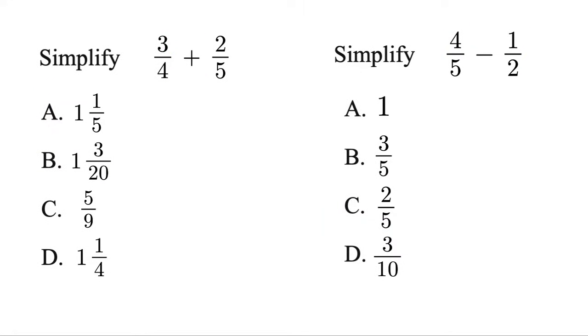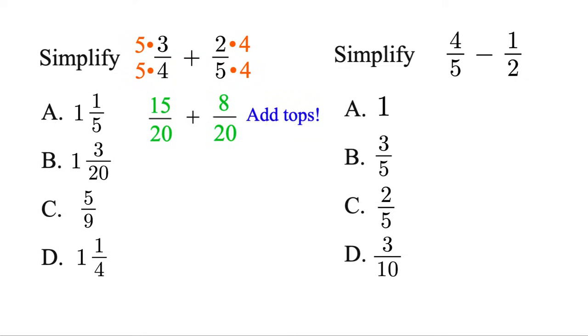Okay, the addition and subtraction, they do get a little bit more tricky. The way I like to do it is, when you're adding or subtracting, start with the bottom right number. That's what you're going to multiply top and bottom on the left side. Then the bottom left number, that's what you're going to multiply top and bottom on the right side. From there we'll get 15 over 20 plus 8 over 20. But you're only going to add the top numbers. So 15 plus 8, 23 over 20.